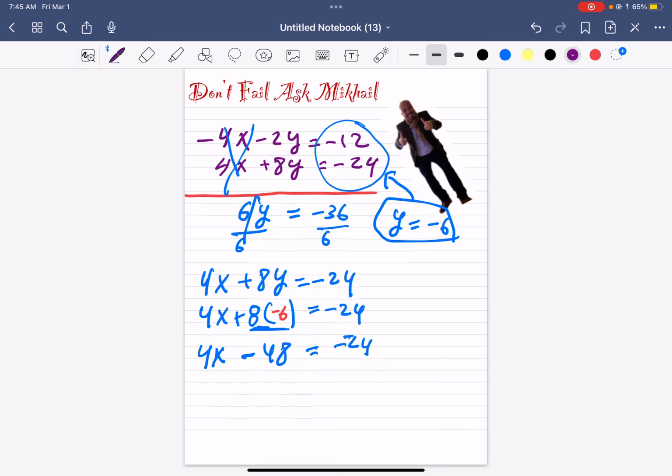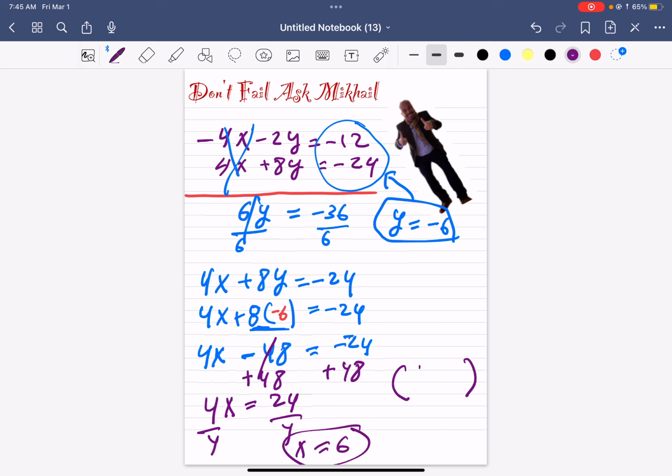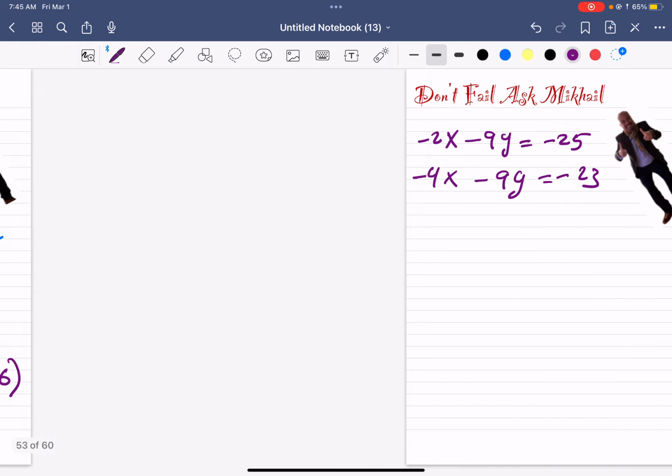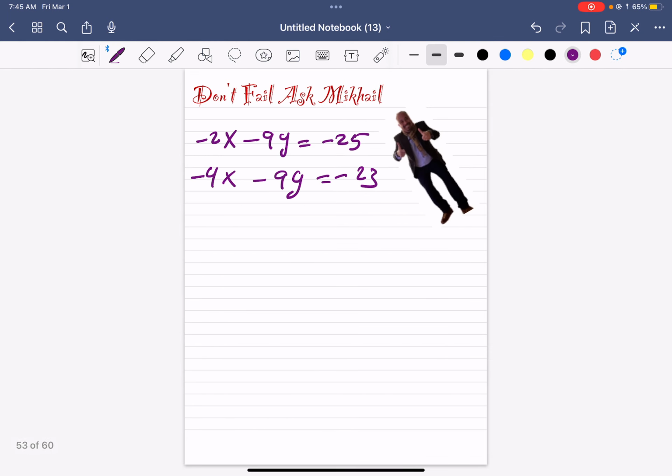Then I'm going to add 48 to both sides. Cancel. So 4x equals negative 24 plus 48. That gives you positive 24. Divide by 4, x equals 6. Now the point has to be written as a coordinate pair, x is 6, y is negative 6. All right? Another example, something like this.